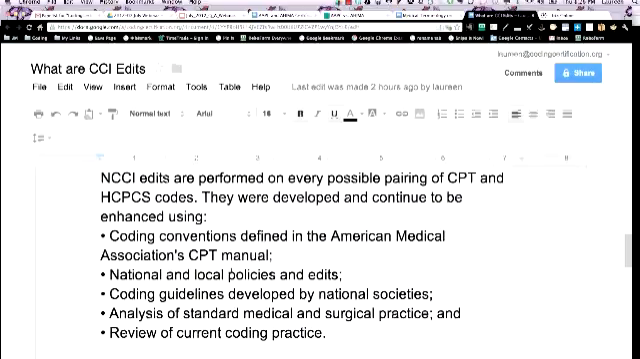Now remember, when we say HCPCS coding system, it includes CPT. CPT is level 1 of HCPCS. As coders, when we think of HCPCS, we think of the volume 2 book, but it actually is both. They were developed and continue to be enhanced using coding conventions defined in the AMA's CPT manual with national and local policies and edits. National societies help develop coding guidelines, analysis of standard medical and surgical practice, and review of current coding practice.